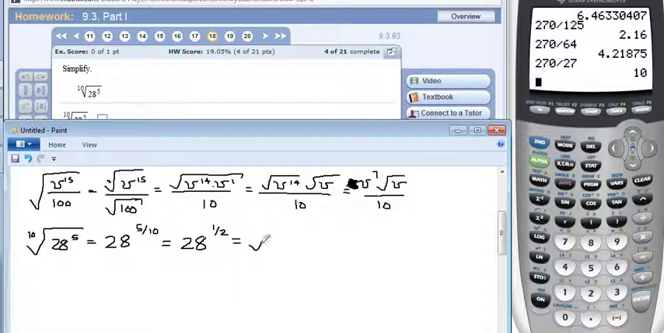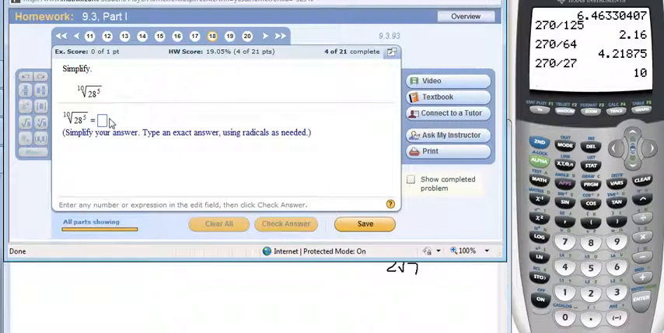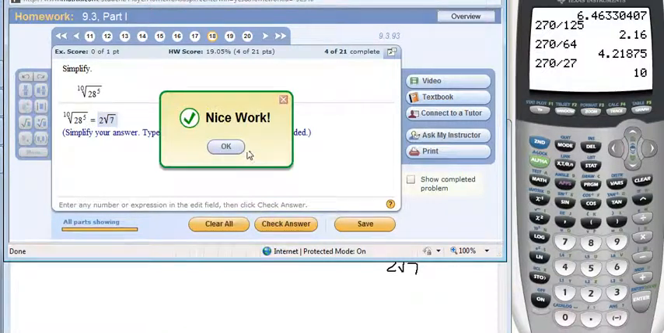So really what I'm working with here is the square root of 28. Now square root of 28 isn't finished because it has a perfect square underneath there, doesn't it? Isn't there a 4 in there? 4 times 7. Split. Two roots of 7. Let's try it. That's why I want to just make sure. 2 roots of 7. Nice work.